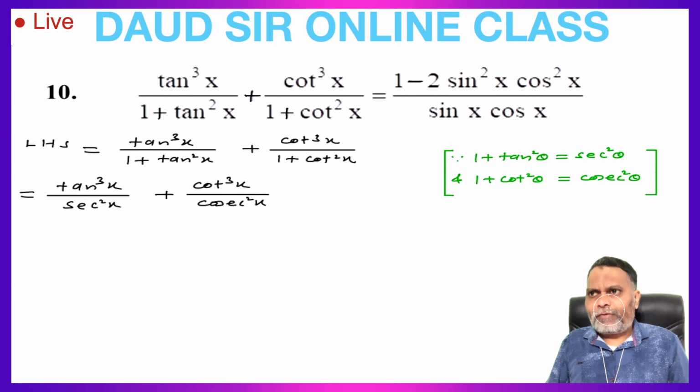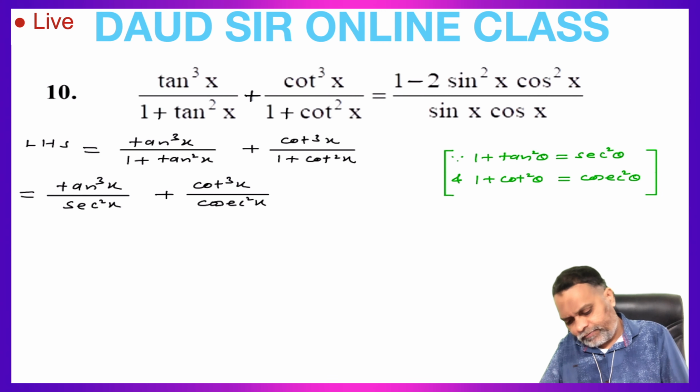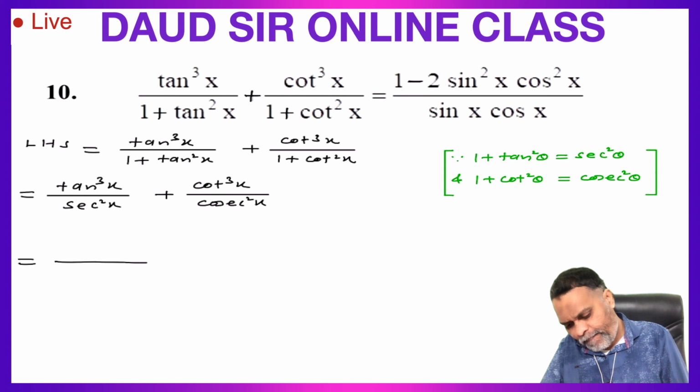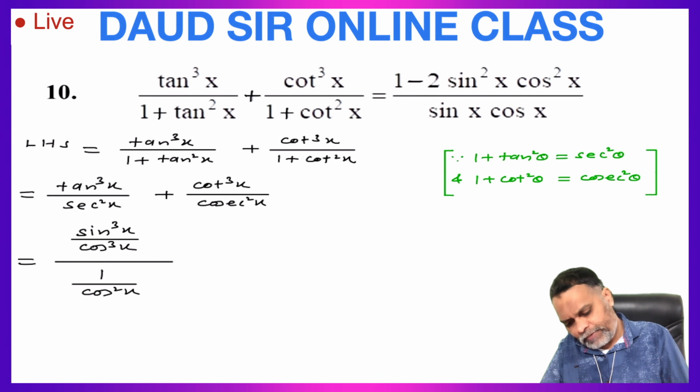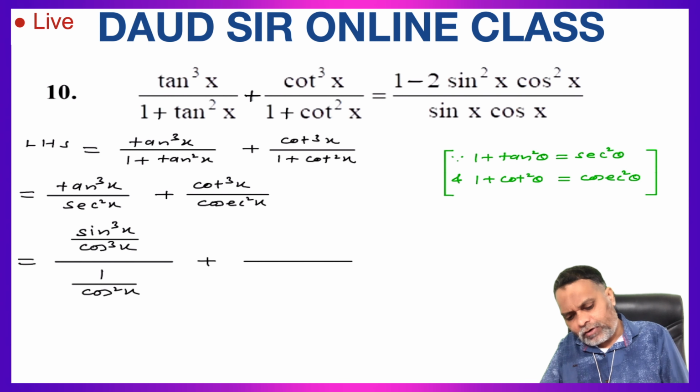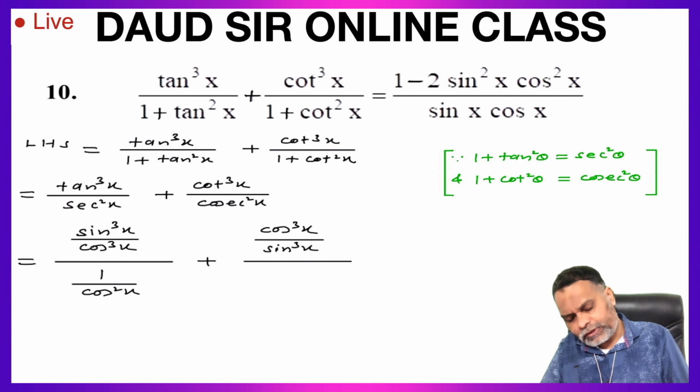Now for proving the right hand side, we can convert them into sin and cos. So this tan cube x can be written as sin cube x upon cos cube x, and this sec square x can be written as 1 upon cos square x, plus this cot cube x can be written as cos cube x upon sin cube x, and cosec square x can be written as 1 upon sin square x.